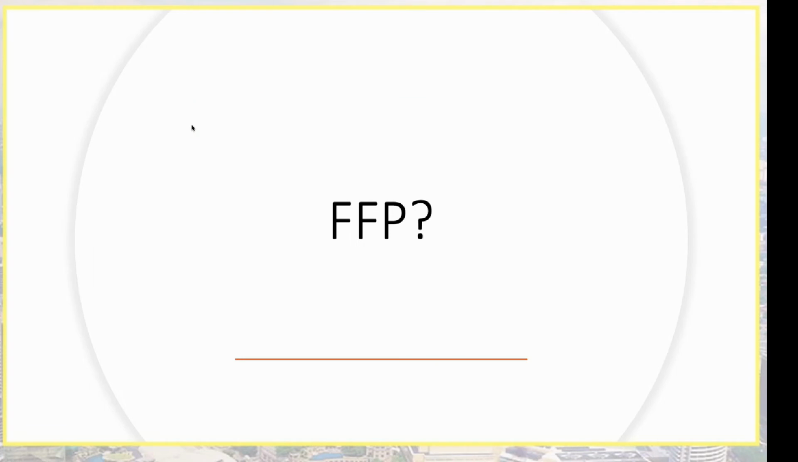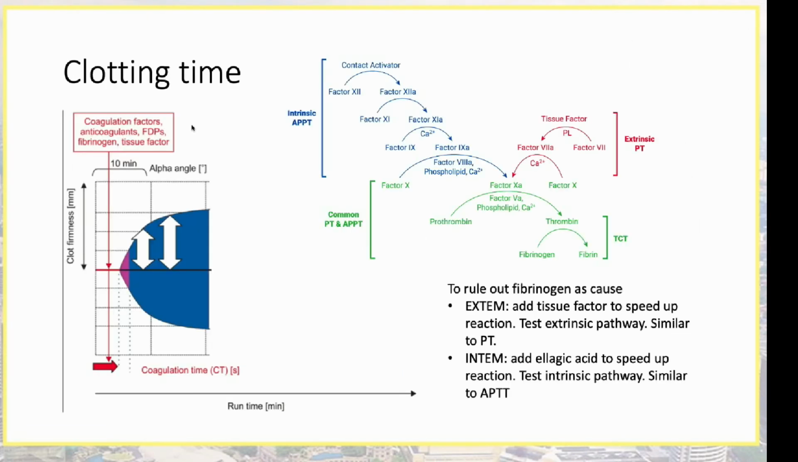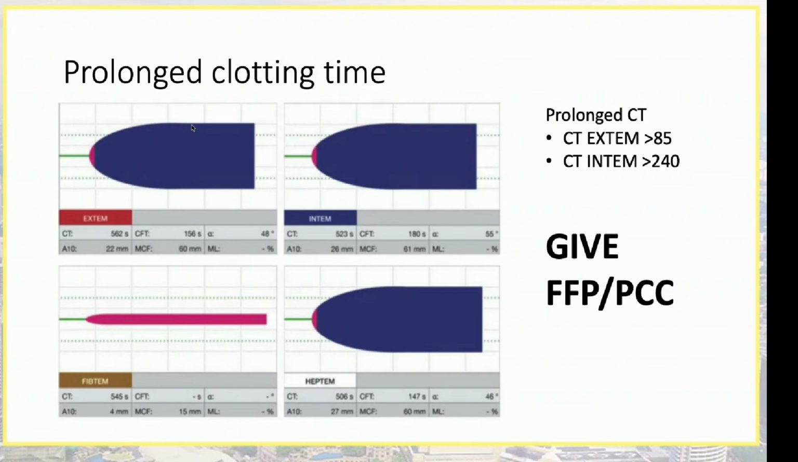Okay, so to answer the first question, whether or not to give FFP. I hope we can go through this together. Again, the clotting time is about the coagulation factors. If you look at this EXTEM, you can see the CT is prolonged. And in the INTEM, the CT is prolonged as well. FIBTEM is prolonged. HEPTEM is prolonged as well. So when we see this kind of result, we either give fresh frozen plasma or we can give prothrombin complex concentrate. It depends on the indication of the bleeding.